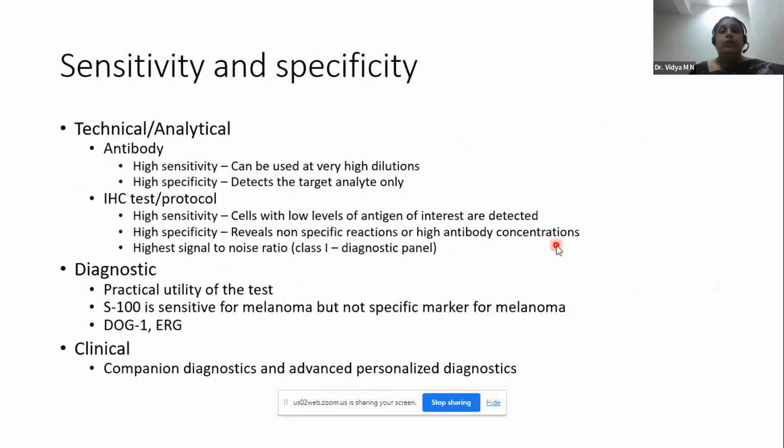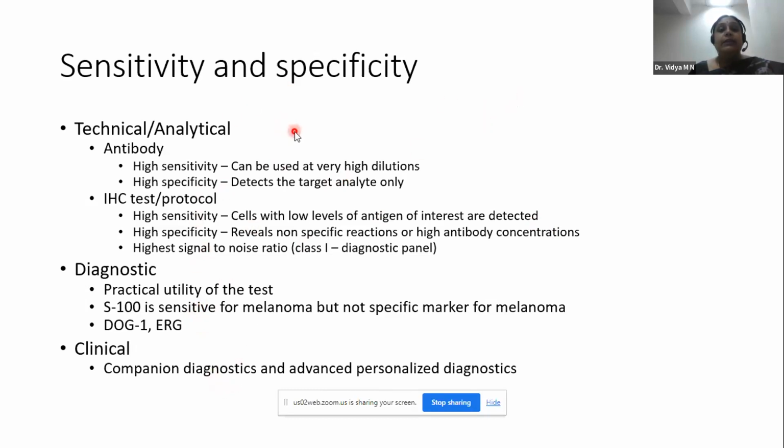external positive control. I'll introduce you to a few new concepts in IHC called sensitivity and specificity. We all know that these are predominantly employed in the biochemistry and hematology labs, but here in IHC labs also we have this. So here we have something called technical sensitivity and specificity, diagnostic and clinical. So all three are different. How are they going to differ?